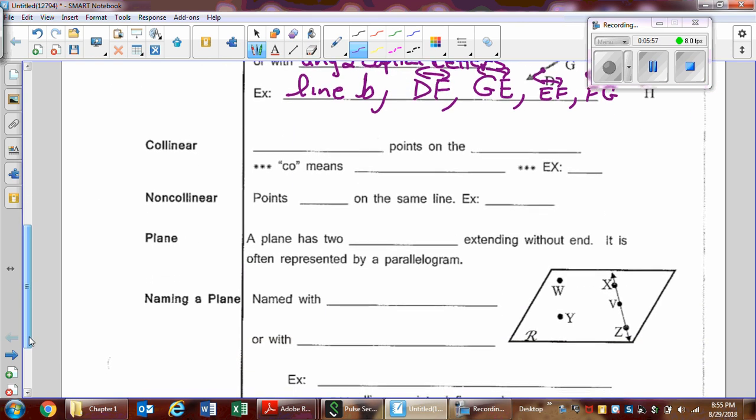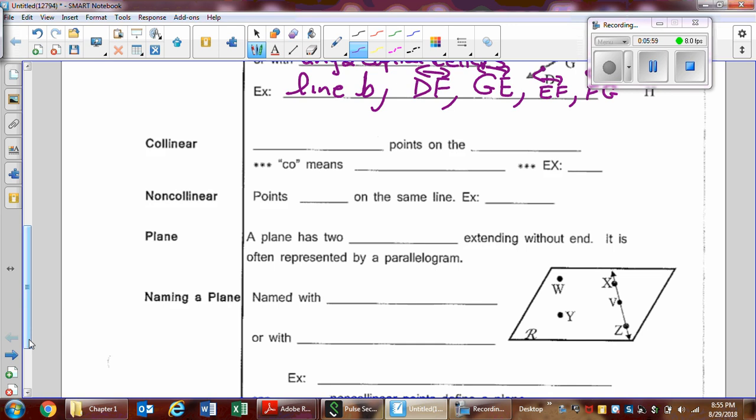Alright, so now the next definition is going to be collinear and non-collinear, a plane and naming a plane. So what is collinear? Okay, I'm sure you guys know what co means, right?